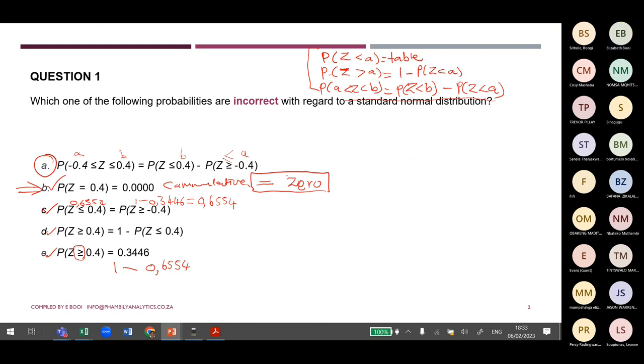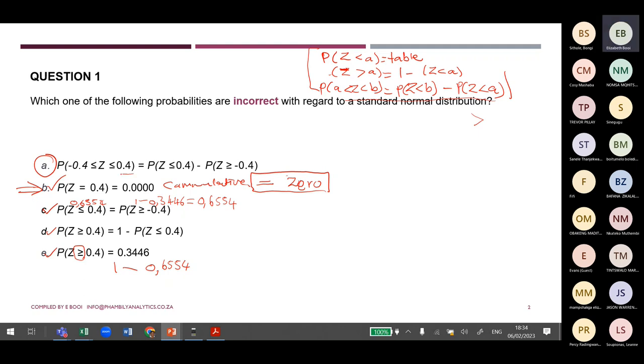Number A, you just go back to the rule. What do I call it, a rule, or do I just say the property of a normal distribution? It says if it's between two values, A and B, you will go and find the table value for B minus the table value for A. And look at the sign. For A, it didn't say it's greater than, right? It used a less than value.